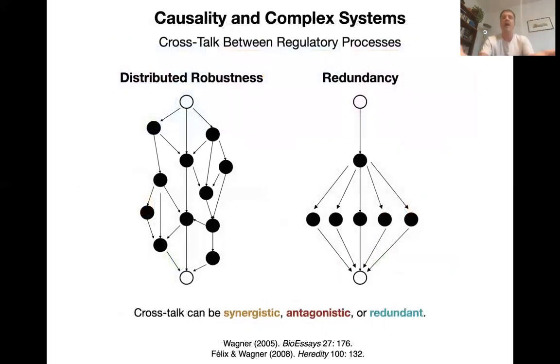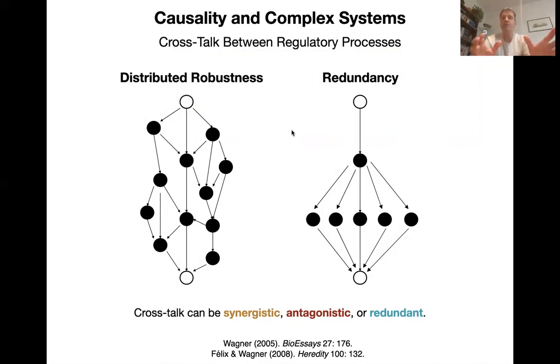Another complication that I haven't brought up yet is that biological regulatory systems are very robust, right? They achieve this robustness through crosstalk between regulatory processes. They can do this in two different ways. It's a beautiful paper by Andreas Wagner in 2005. This figure is from a later review by Marianne Félix and Andreas Wagner in 2008. It shows two different ways in which regulatory networks in biology can achieve robustness. The easy one is actually on the right here. It's just a simple engineering solution.